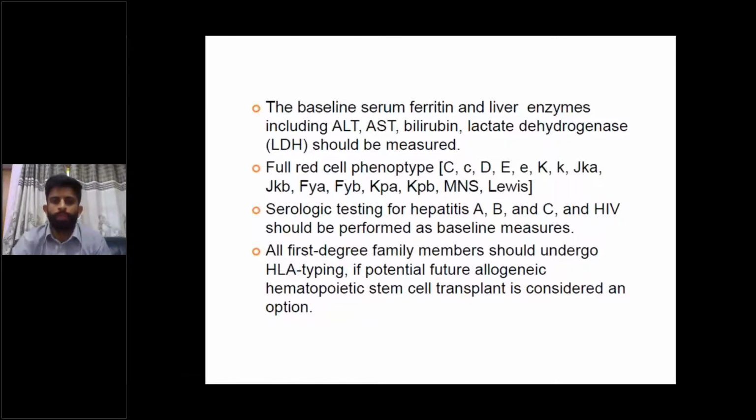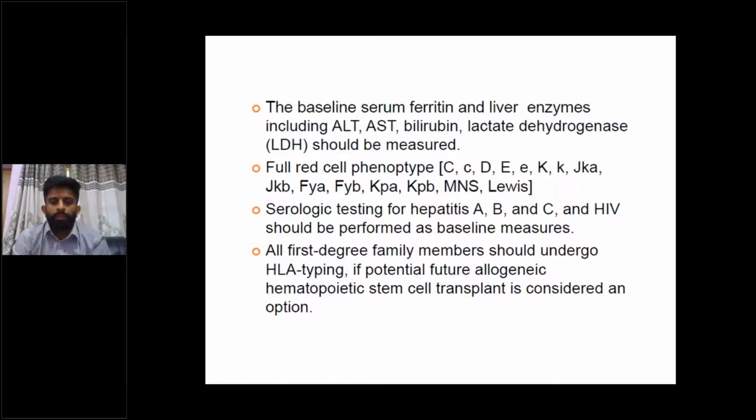Full red cell phenotype. All these are phenotypes of red cells. Phenotyping other than normal blood groups and RH phenotyping is also done in case of thalassemia. Full red cell phenotyping will be done. The next one is serological testing for hepatitis A, B, C, and HIV, which should be performed as baseline measures. So you don't want associated hepatitis because there is a much higher mortality in the presence of thalassemia because of the anemia and also because of the existing congestive cardiac failure because of severe anemia.